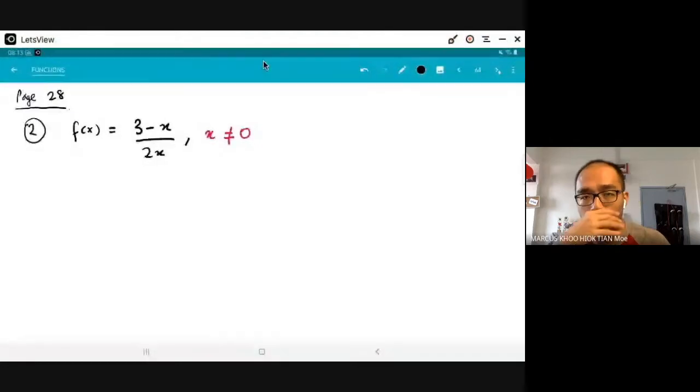Okay, so let's begin. I want to start with question number 2. You're given this function f(x) = (3 - x) / 2x.